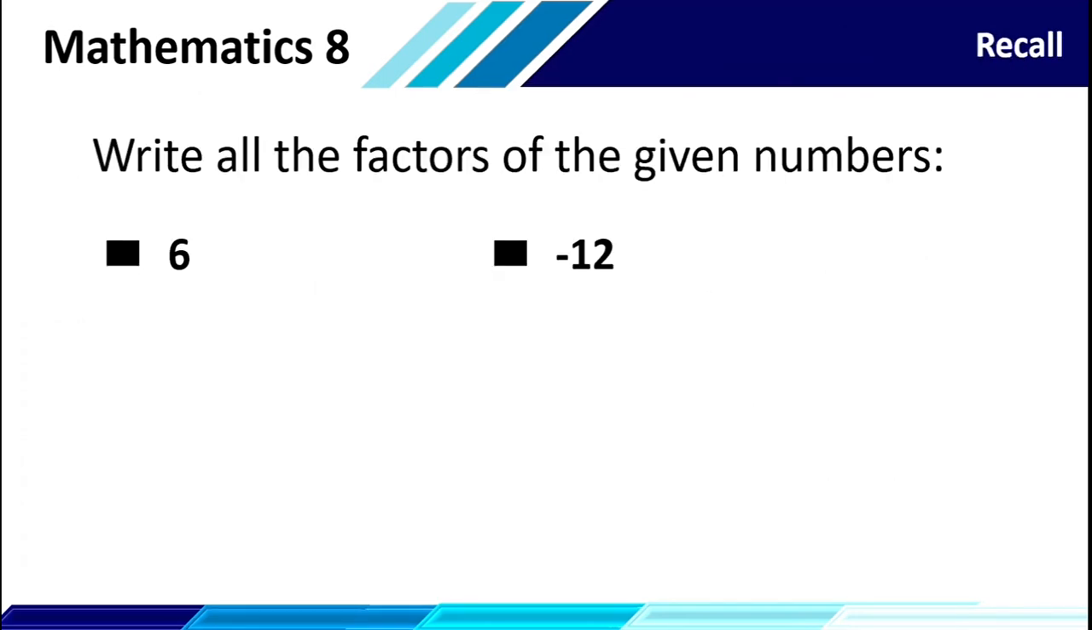Before we proceed in factoring quadratic trinomials, let's have a short recall in finding the factors of a particular number. In this example, let's find the factors of 6 and negative 12. When we say factors, these are two numbers that we multiply to get our desired product.